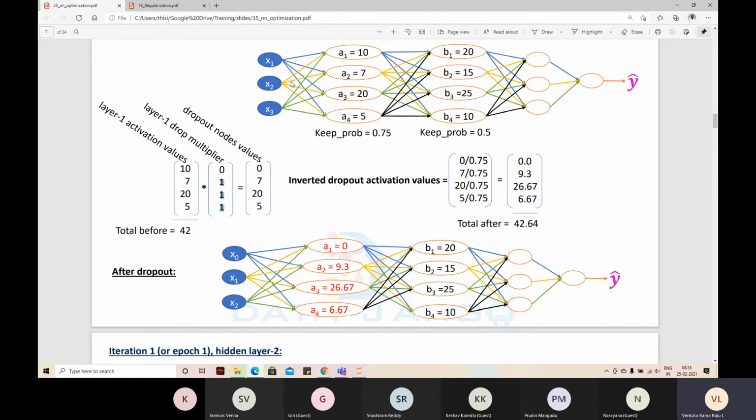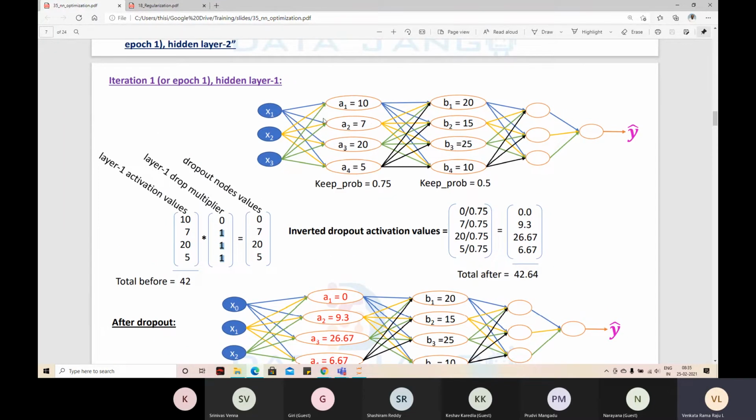There are weights here, and you multiplied those x's and got activation values. Those activation values will be multiplied by the random ones and zeros depending on the dropout value, and you got these values. Now the network will calculate inverted dropout activation values. That's going to be 0 divided by keep prob, 7 divided by keep prob, 20 divided by keep prob, 5 divided by keep prob. This is the outcome.